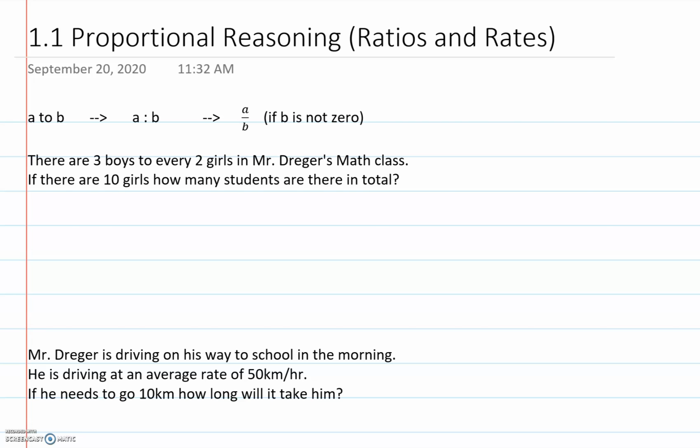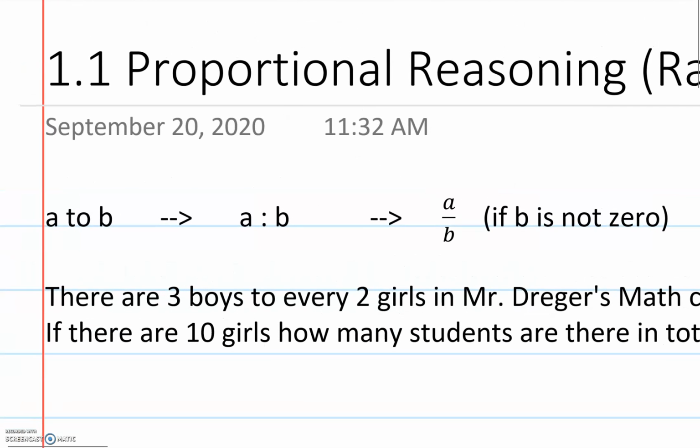So just to start, before we even get into these questions, I want to remind you guys about how they could show up. In words, we could say A to B, comparing apples and oranges, or comparing 3 to 2 using numbers. You could use a colon instead of the word "to". That shows a ratio again. Or it could be a fraction.